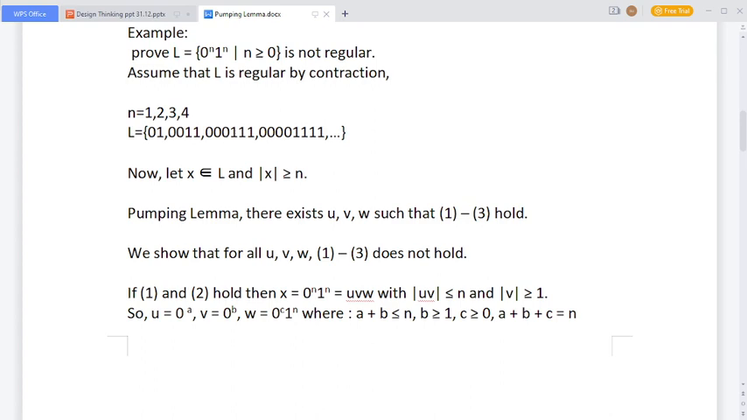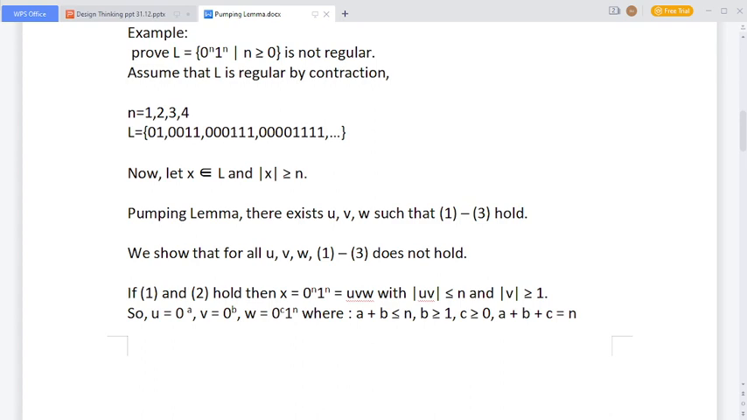So how will my n be? The length of x is always greater than or equal to n. So my n may be 1 or 2, not 3. Modulus of x is always greater than or equal to n, so I can choose the value 1 or 2 for n. Okay, this n is not 0 power n, 1 power n. This is the pumping lemma rule n.